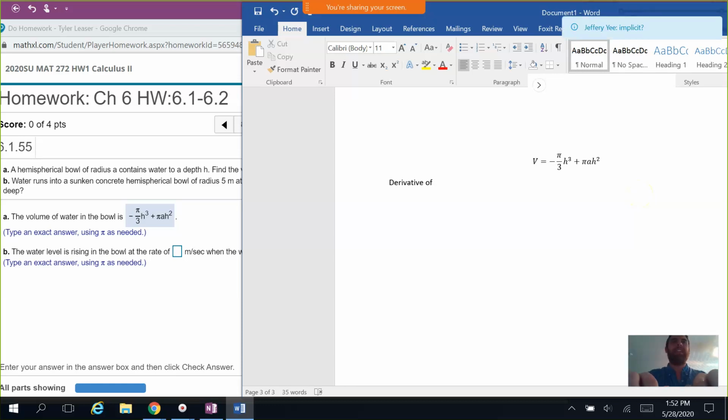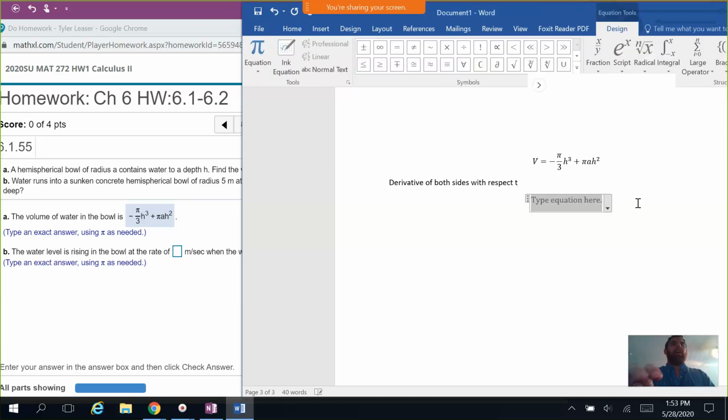Implicit differentiation. Thank you, Jeffrey. Yes, implicit differentiation is what we need to do. We're going to take the derivative of both sides with respect to t. Right? Because if we want to know how fast something is changing, we want to take the derivative with respect to time to figure out the speed with respect to time. Some of this stuff is changing with respect to time and some of it is not, so when we do the implicit differentiation, we just have to be careful.